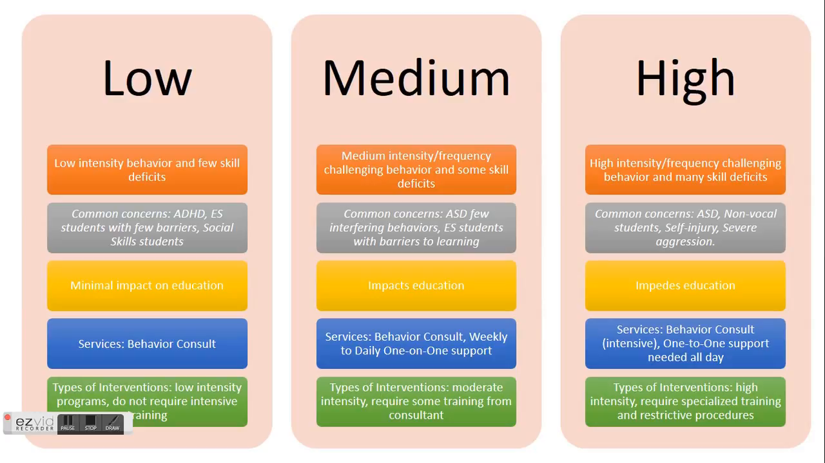Here are the levels. You have low, medium, and high, and you'll see there are different categories. So you'll see the low intensity behaviors and few skill deficits. And then you'll see in the blue, it says what the services would be required for each level. So with each level, the low, medium, high, the services provided to the student may change.